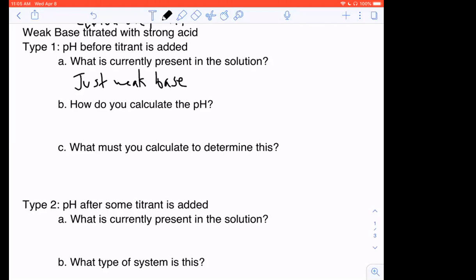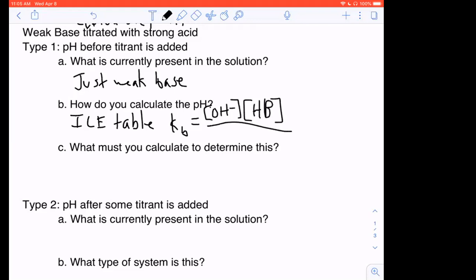So before you've added any titrant, it's just a solution with a weak base in it. All you have is an ICE table. And once again, you'll solve for the ICE table, and you're going to end up using the equation that Kb equals the concentration of OH minus times the concentration of HB plus, the protonated form, over the concentration of B, which is just the concentration of what's left of the base. And so once again, to get this value, you're just going to use that classic ICE table like you're used to.